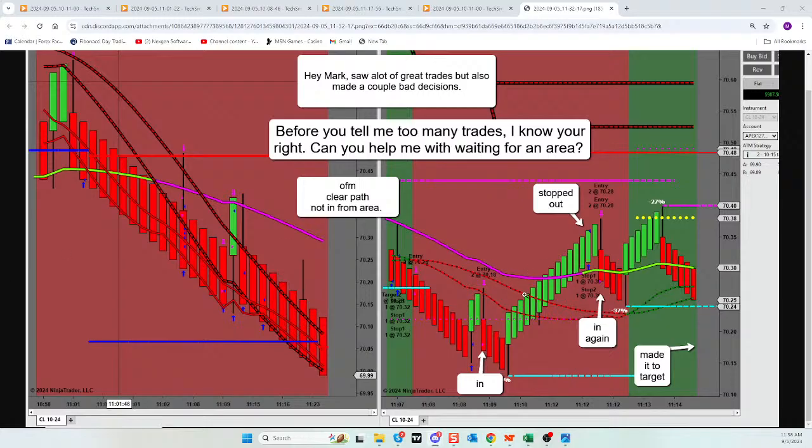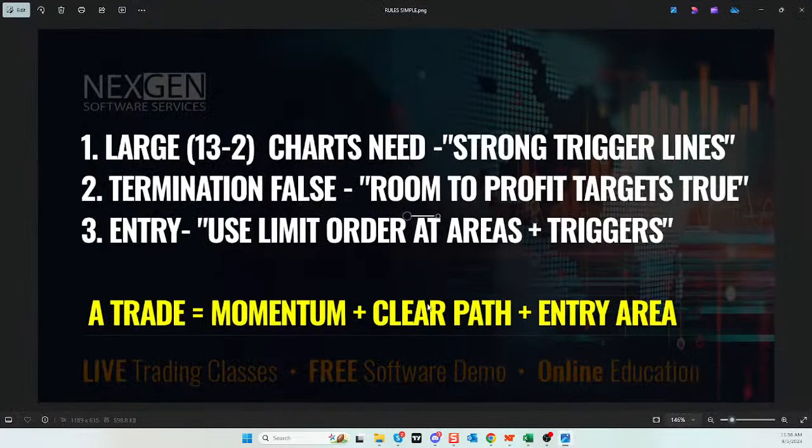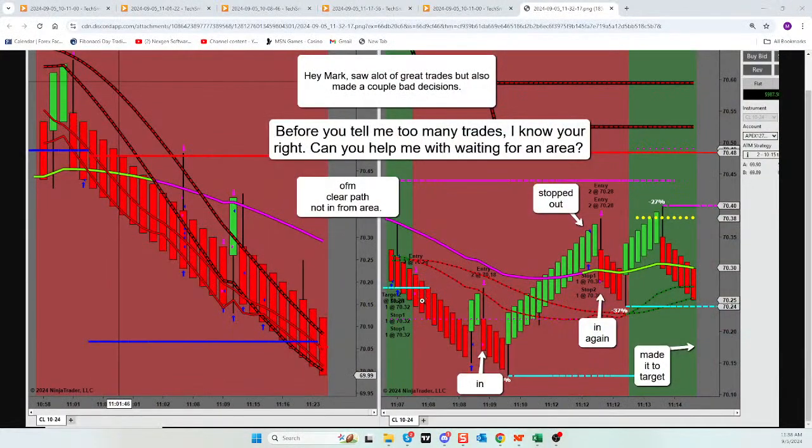So C-Dub, do you know your rule number 3? Do you have a rule number 3? Because the large chart looks great all the way down, right? Can we agree? I know you well enough to know that you have to wait for an area inside of triggers, right? Okay. So not one of these fits that. Can we agree?